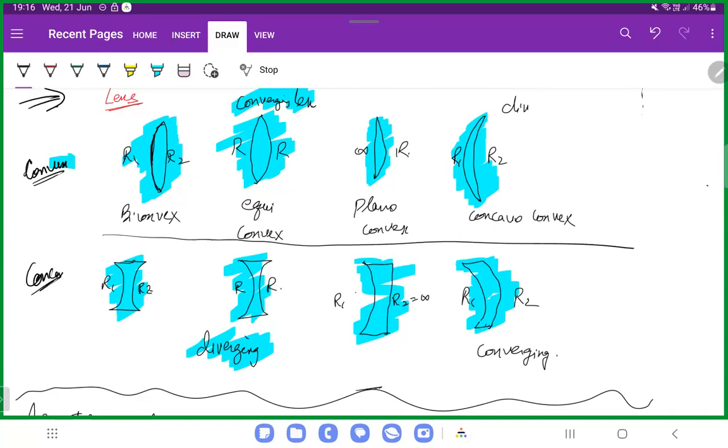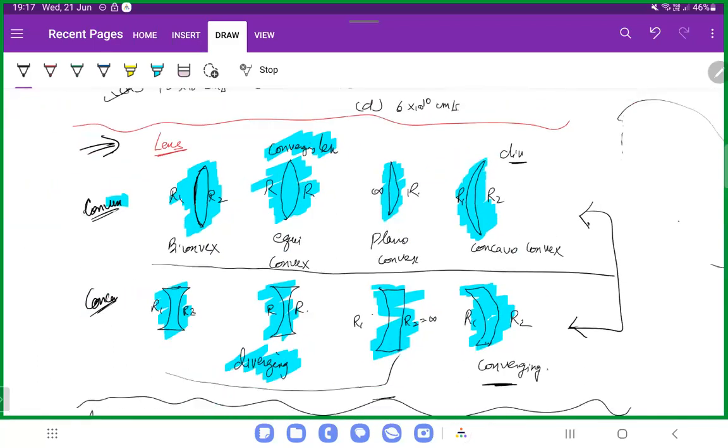Now, next one, concave or convex. Both are like concave or convex, a mixture of both, concave and convex. These two. Now, these are diverging rays and these are converging. This side, converging. This is diverging.